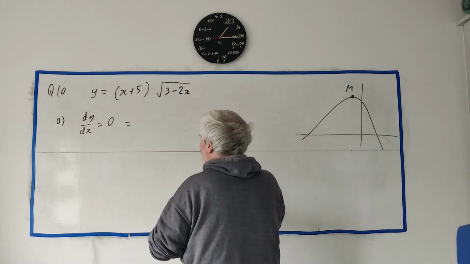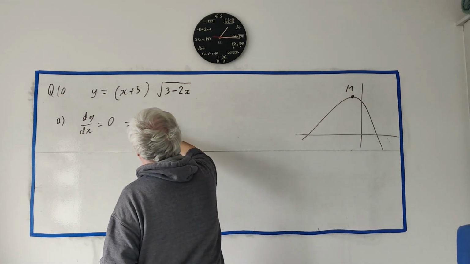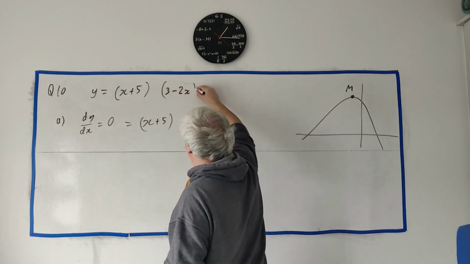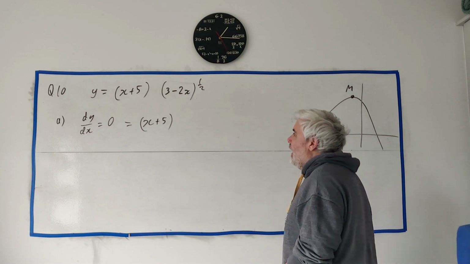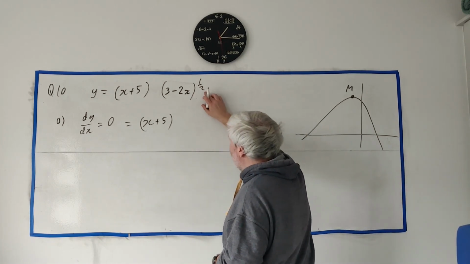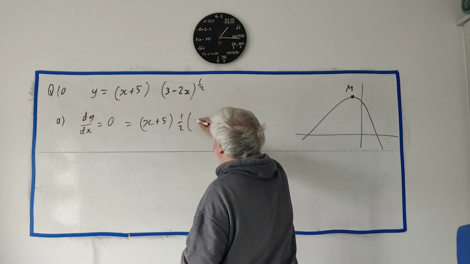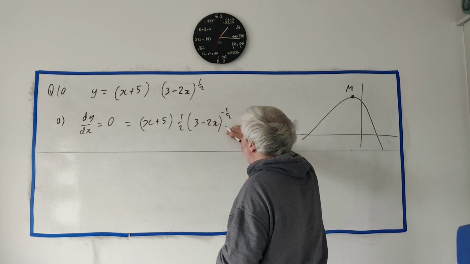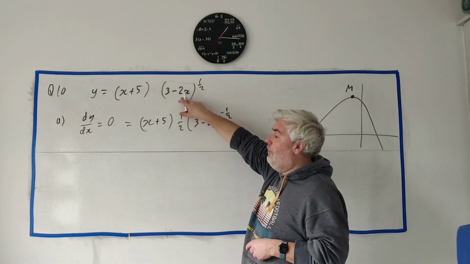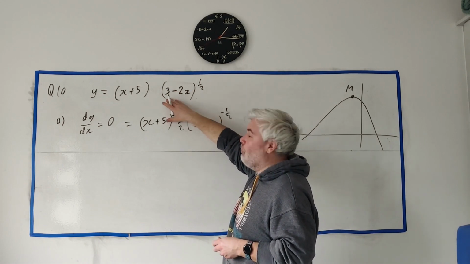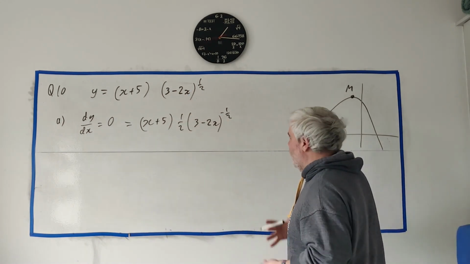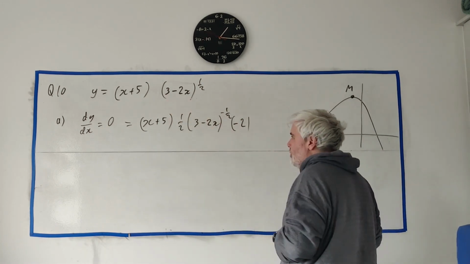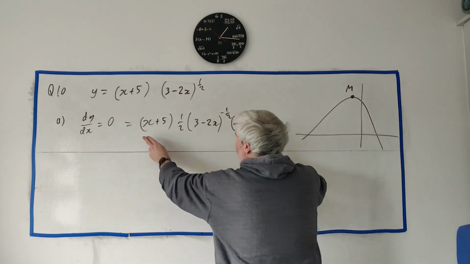But I leave the first one alone, x plus 5, and I multiply by the second one differentiated. So just to make it a little easier, I'll put a bracket around and put to the power of a half. To differentiate this, we'll use the chain rule. A half times this bracket, (3 minus 2x), take 1 away from this power, we get minus a half, and then multiply by the derivative of what's inside, because we would have substituted here. That's what we're doing as a bit of a shortcut. The derivative of inside here is minus 2. And so that's the first half of the product rule.